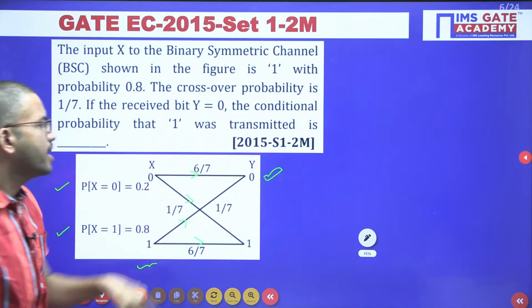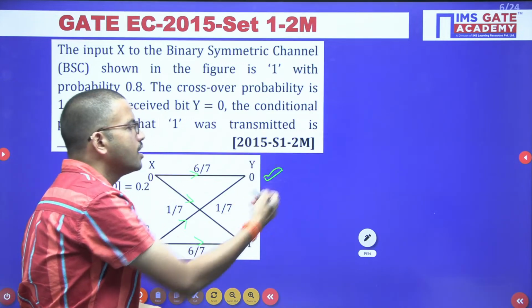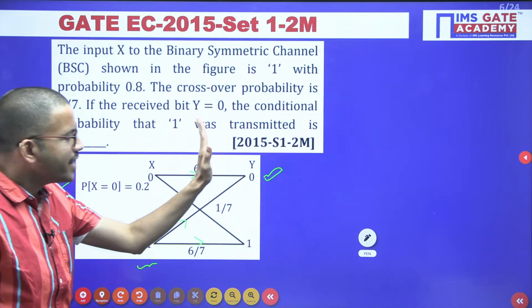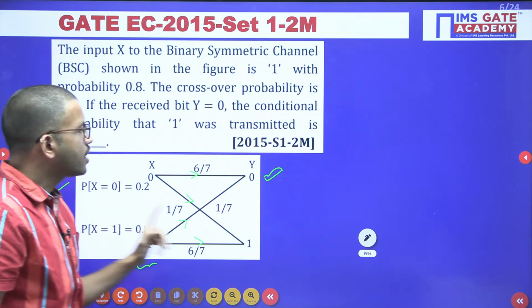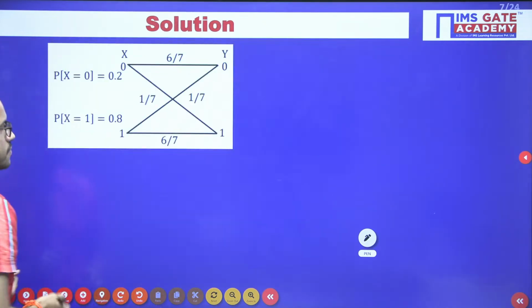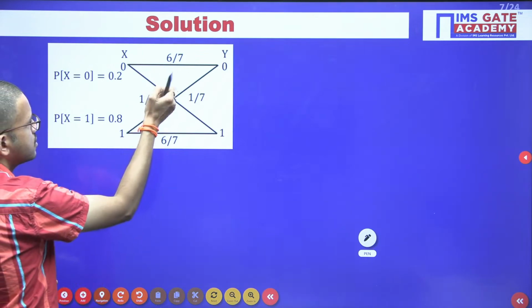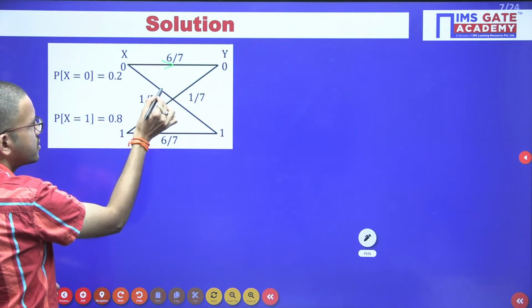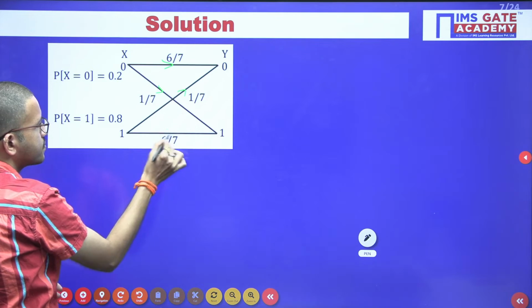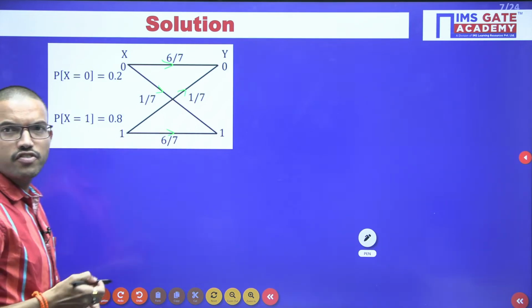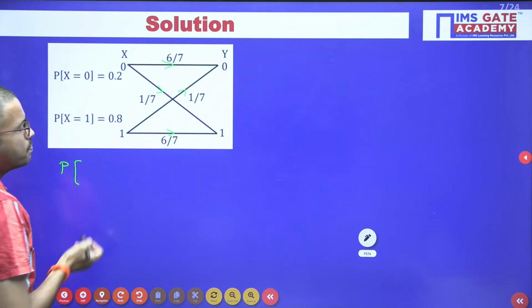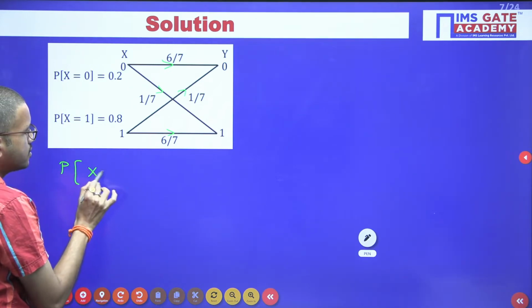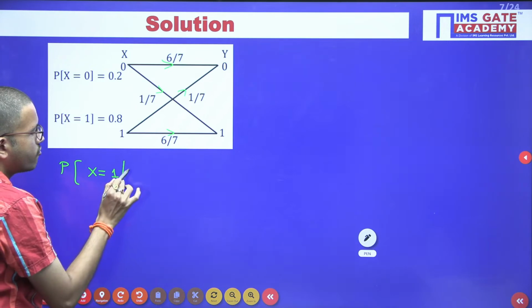So that means here already you know the output. Okay, and that output is because of this particular input, right? Now we have to calculate for this question. Just one second, I will represent the arrows here. Okay, so for this question we have to calculate the probability of X equal to 1 given Y equal to 0.